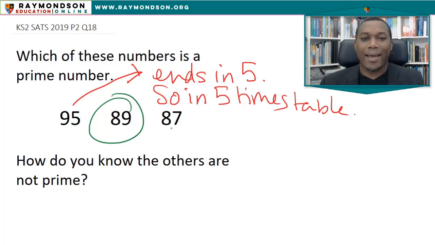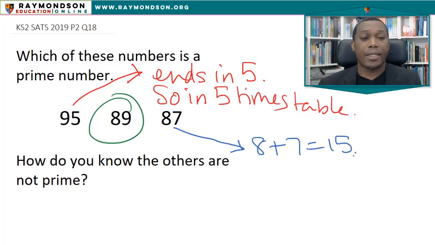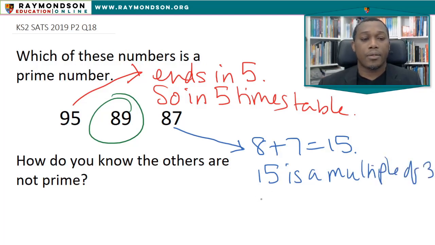Now 87. How do we know? A number ending in 7, it had to be prime. It's not 87. Why? Because 8 plus 7 is equal to 15. 15 is a multiple of 3. So it's in the 3 times tables.